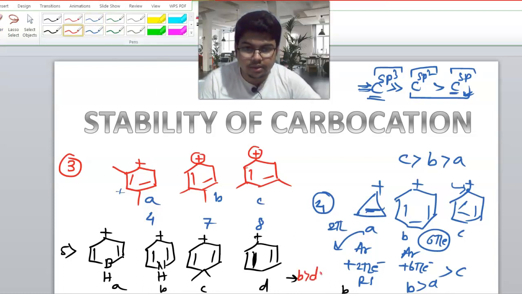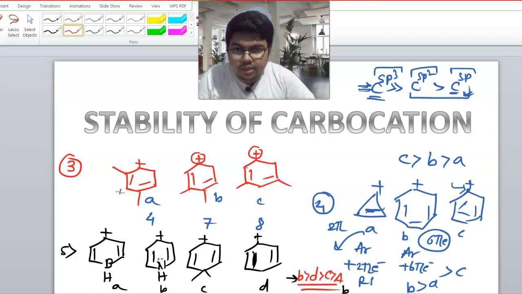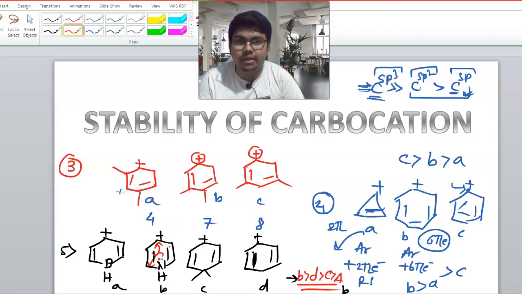B, D, C, A. B, D, C, A is the order. Let's understand. Here in B, if the nitrogen lone pair undergoes resonance this way, in the resonating structure you can see the ring is like a benzene ring or pyridine ring. So this system becomes aromatic. So B, when it undergoes resonance, is actually an aromatic system. So B is aromatic, so this is the most stable.